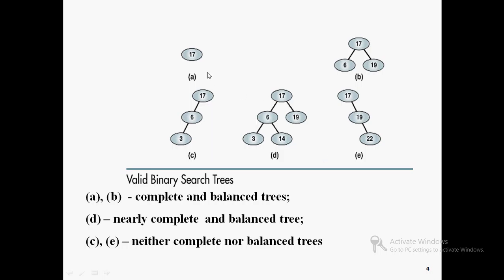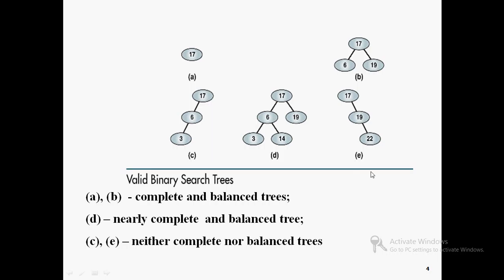In the first picture A, only one element exists, with the value 17. Coming to picture B, it has 2 children, 6 at the left hand side and 19 at the right hand side, which are both valid complete binary as well as balanced trees. This is an imbalanced one, but it satisfies the property of a binary search tree, because 3 is present at the left hand side of 6 and 6 is present on the left side of 17.